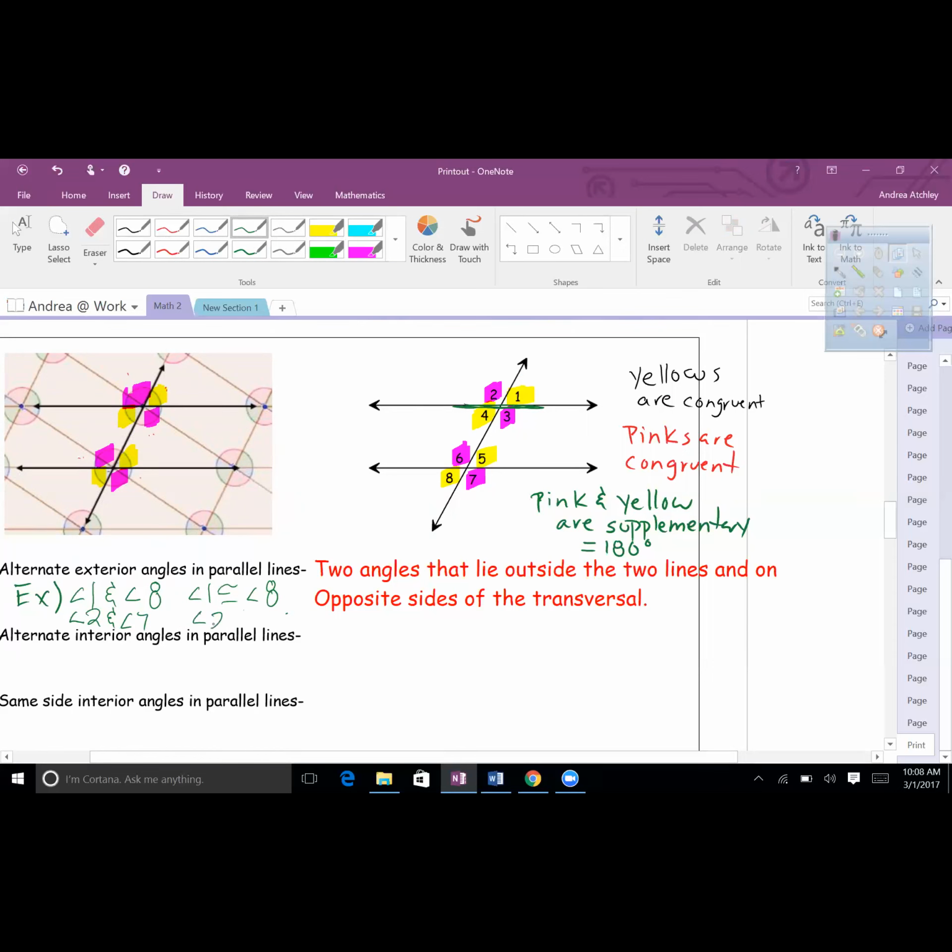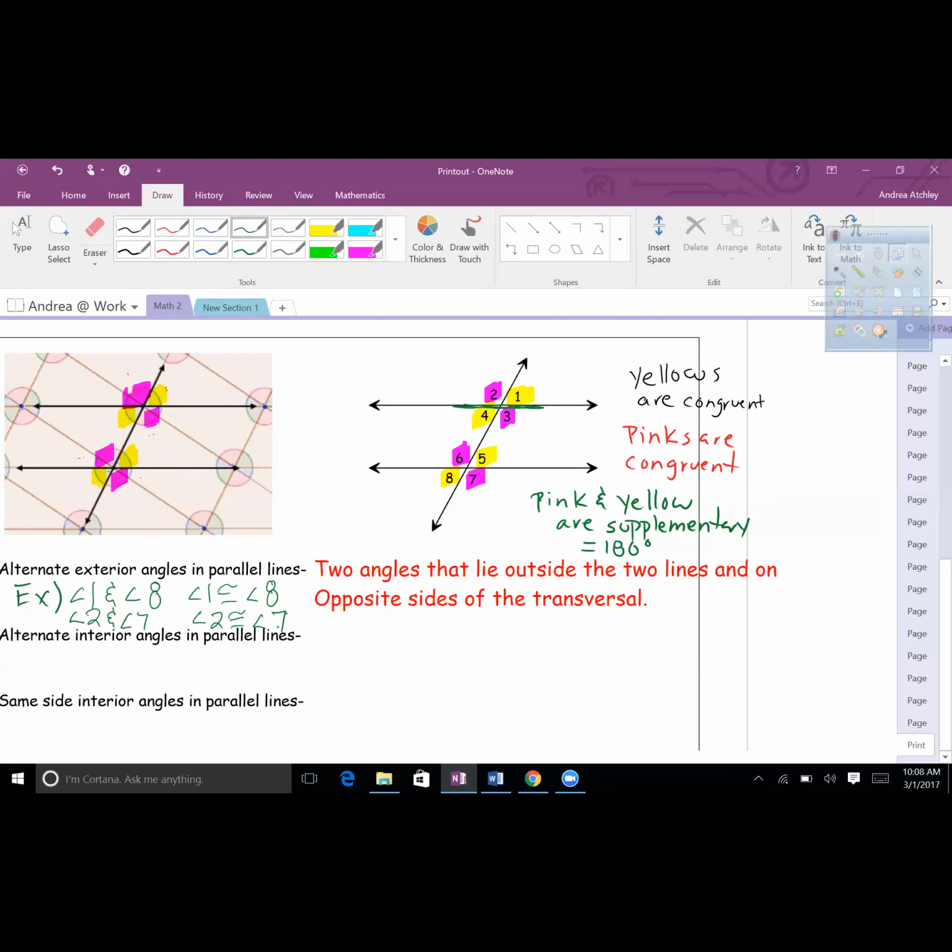Angle 2 is congruent to angle 7. Any questions over that? We're all good? Okay, so that's alternate exterior.